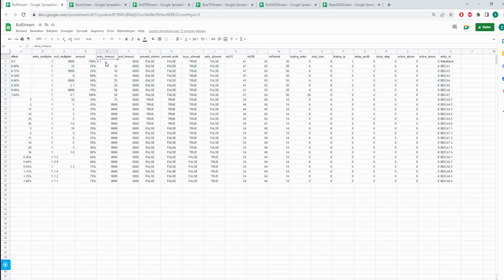So you can see the entry timeout is 0.1 here, which is 6 seconds. Every 6 seconds, it will shift the price up until it buys 150%. And the other ones have a bigger entry timeout. So they are just dollar cost averaging into a short, okay, into a long, sorry. This is a long, of course.